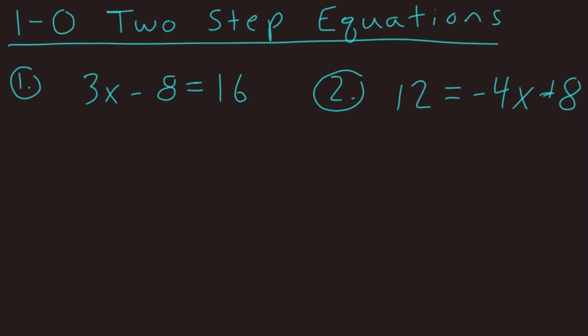Okay, here we are in our third section of 1-0 two-step equations. Now I want y'all to look at problem number 1. We have 3x minus 8 equals 16. And you might remember this mnemonic from earlier years, PEMDAS. Parentheses, exponents, multiplication. What do you think the D, A, and S stand for?